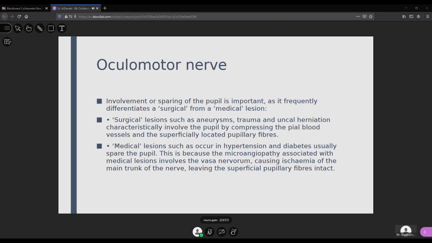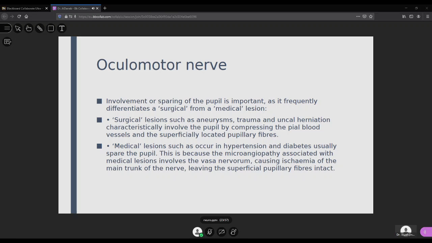So involvement or sparing of the pupil is the most important sign. Now we have oculomotor nerve damage. Is it pupillary involving or pupillary sparing? Meaning, is the pupil dilated or not? Because this is very important because it can be an emergency. You should refer to neurosurgery if the pupil is involved. So this differentiates a medical from a surgical lesion.